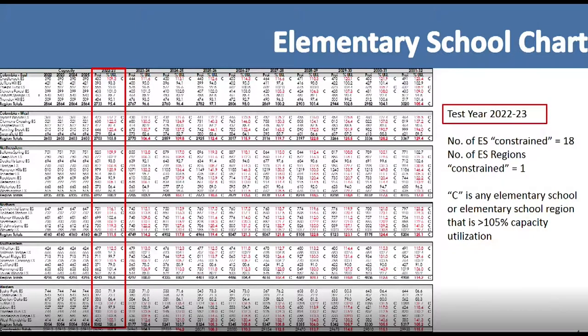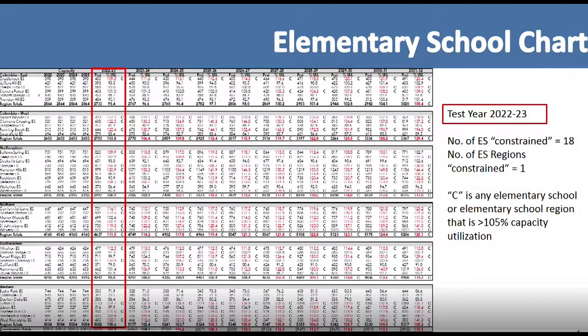So in attachment 2, this is the elementary school capacity chart. It's the first page of the attachment. This test year is school year 2022-2023. Again, it reflects the capacity utilization rates with the Board of Education's requested FY 2020 capital budget projects, the spring 2018 projections, and the Board of Education requested FY 2020 capacities. For the 2019 school capacity chart, 18 elementary schools are considered constrained, and there's only one elementary school region that is constrained.